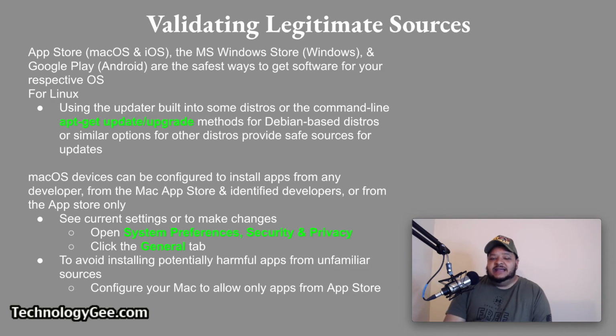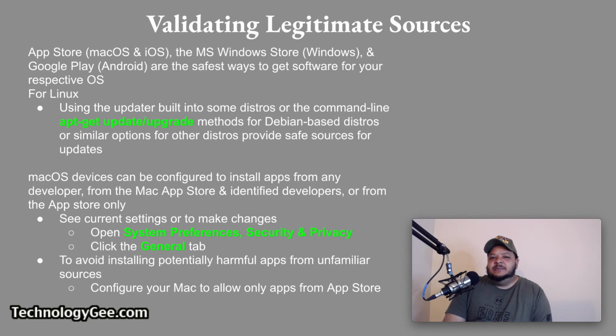Validating legit sources. The App Store for Mac and iOS, the Microsoft Store for Windows, and Google Play for Android are the safest ways to get software for the respective operating systems. For Linux, use the updater built into some distros, or the command line, where you would type apt-get update or upgrade for Debian-based distros, or similar options for other distros that provide safe sources for updates.